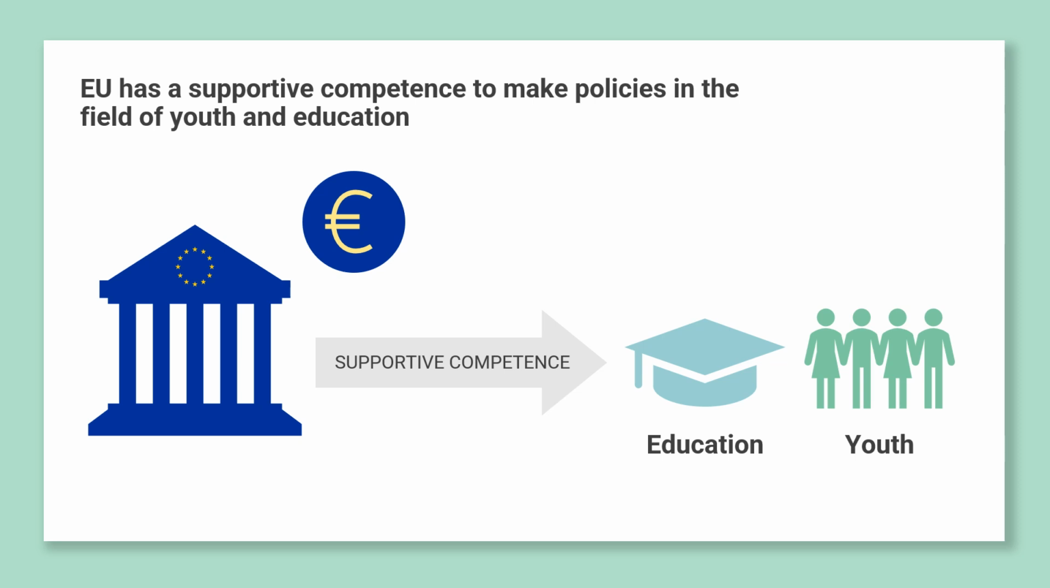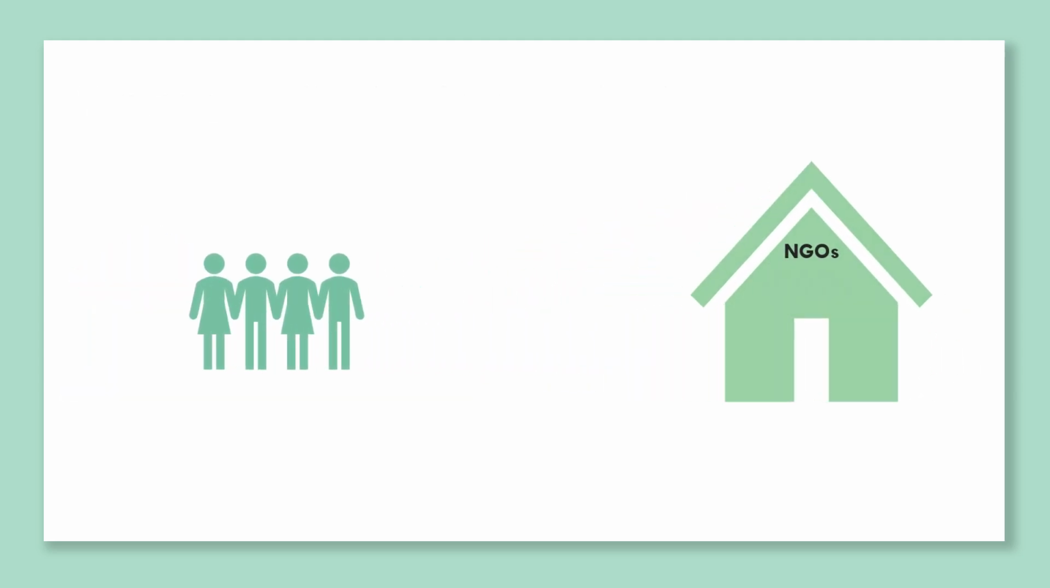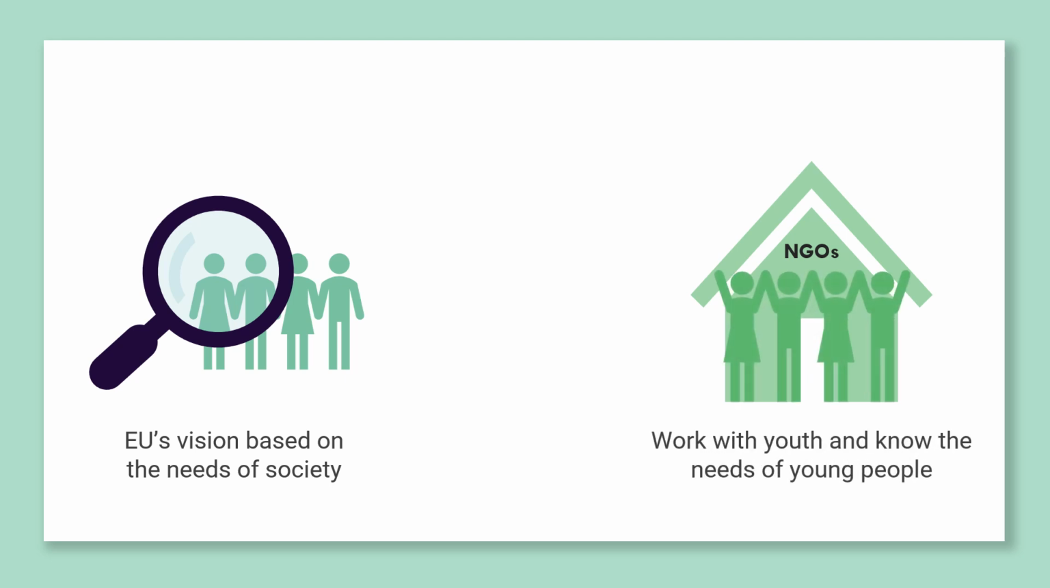This means that the EU cannot just make a law enforcing their ideas or policies on the member states. For the EU to achieve their political visions, they are thus dependent on people like you and organizations, such as your NGO. With programs like Erasmus+, the EU has an instrument for financing you to help achieve its own political objectives. And think about it, EU has a political vision developed based on the general needs of society. You, on the other hand, know how to work with, for example, youth and know the needs of young people and how to reach them.